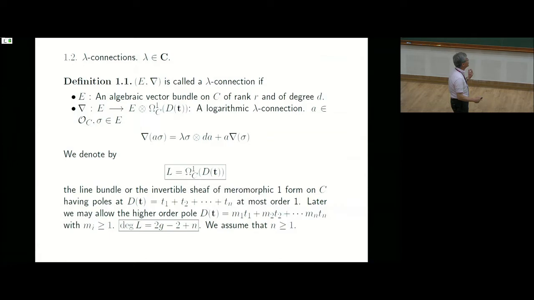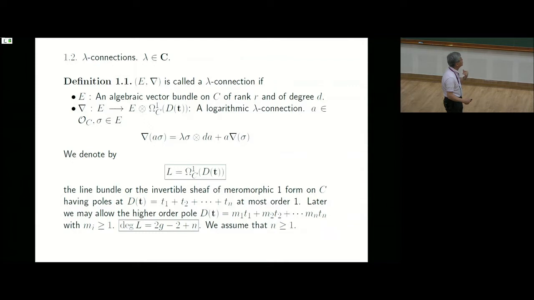And this is a logarithmic lambda connection, which satisfies the following. Let a be a local holomorphic function, and sigma a local section of the vector bundle E. If you take a times sigma, which is also a local section of E, and apply nabla, you have lambda sigma tensor da plus a nabla sigma. So if lambda is 1, this is the usual Leibniz rule. And if lambda equals 0, that means nabla is O-linear, so that is a Higgs bundle, a Higgs field. So this lambda connection can connect both the connection and the Higgs bundle.